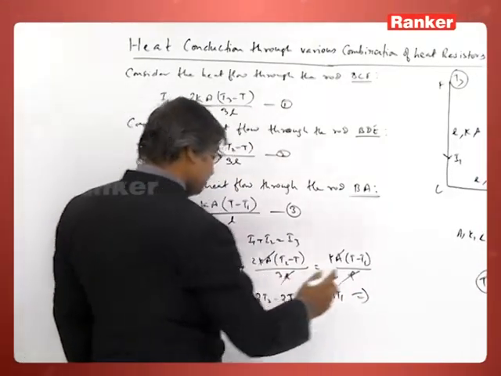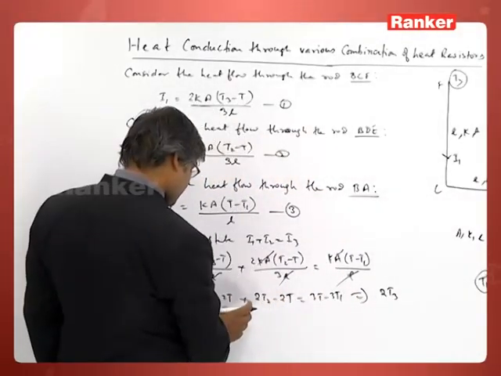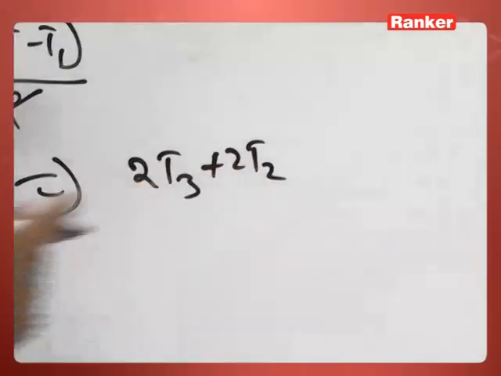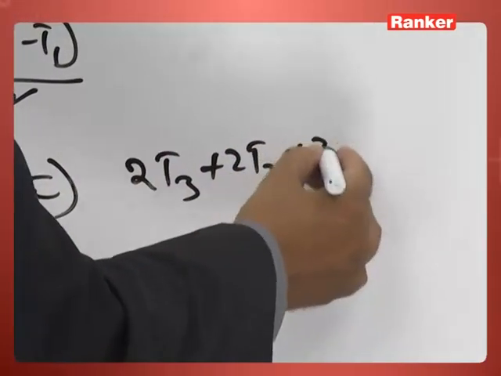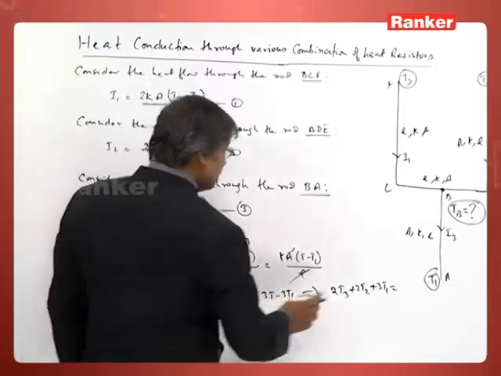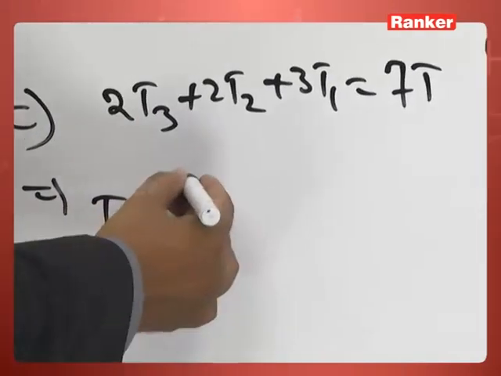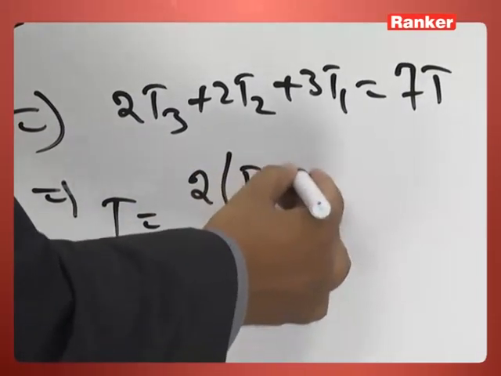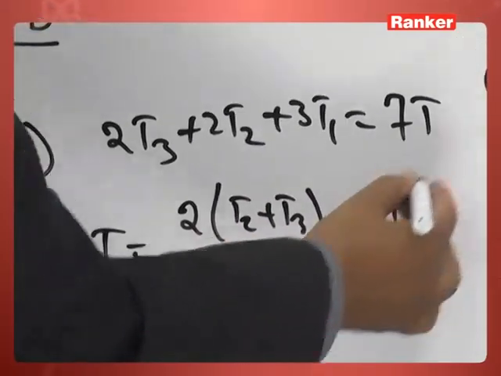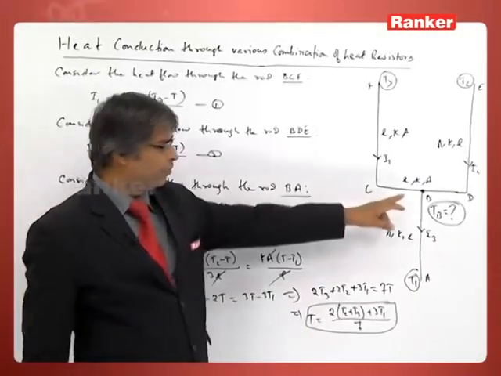So, let us bring all T's this side. So, here 2 T3 and 3 T1 will be brought here, plus 2 T2 is also there, then plus 3 T1 becomes equal to this 2T, 4T, and plus 3, this is 7T. This implies T is equal to (2 T2 plus 2 T3 plus 3 T1) by 7. This is the temperature of B.